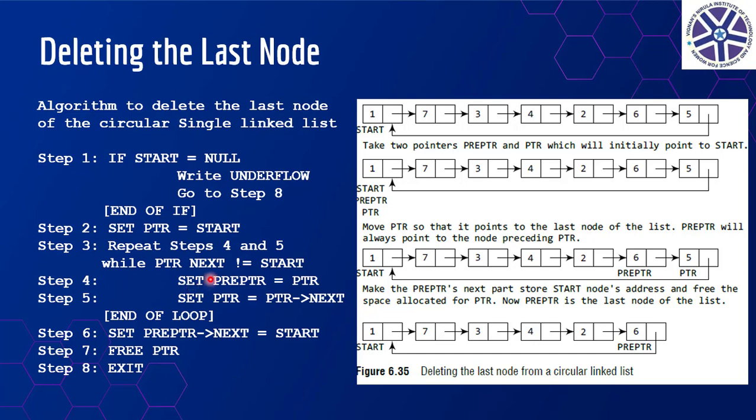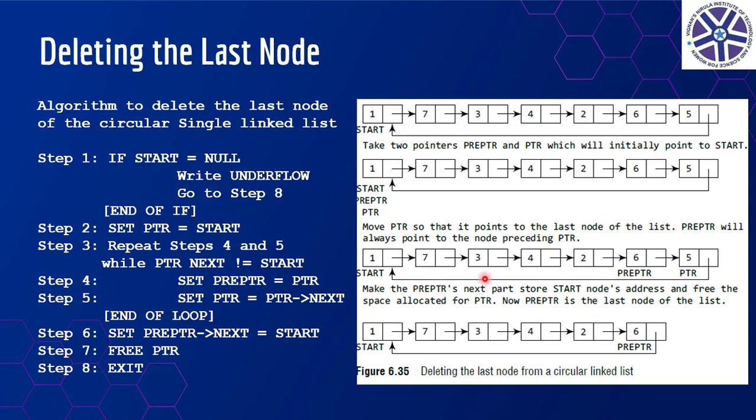While ptr to next not equals to start. Here every time you are going to advance the ptr until ptr to next equals to start. Here we want to stop the ptr. That's why we have put ptr to next not equal to start. So we are going to advance.